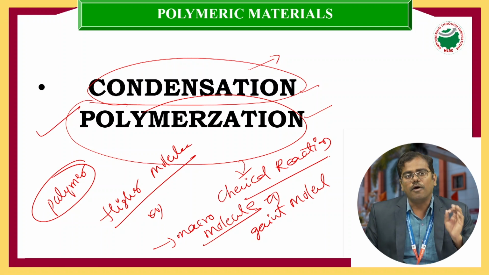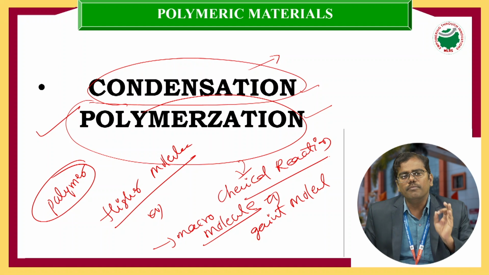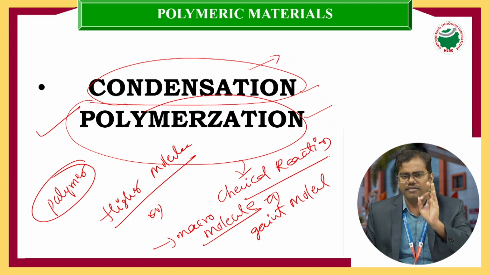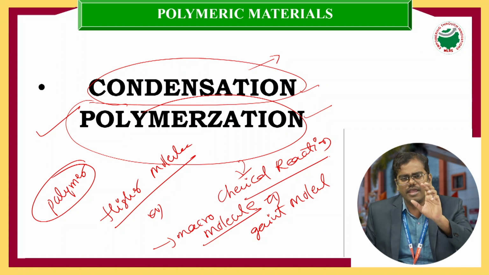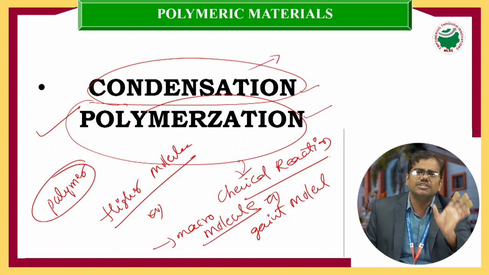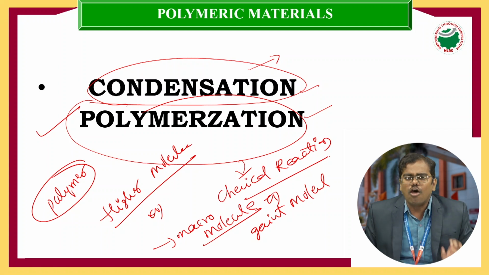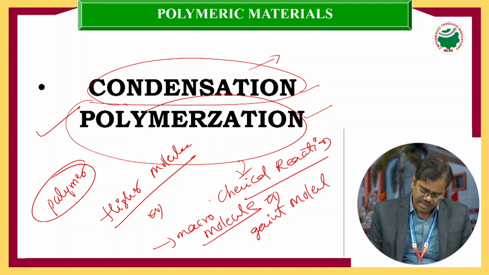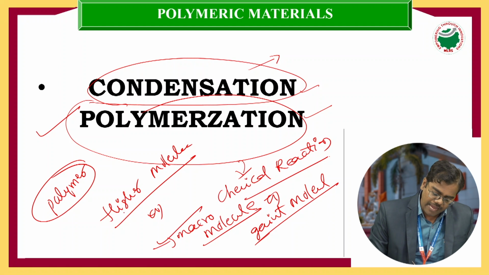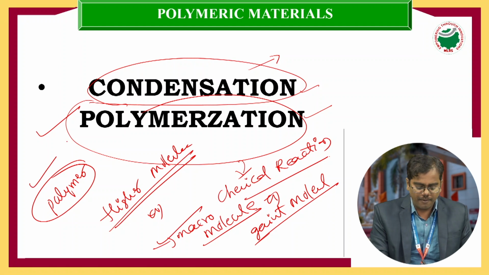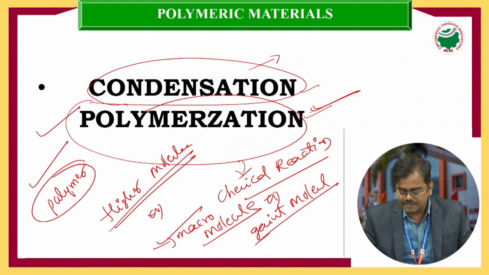So finally, polymerization can be defined as a chemical reaction in which the monomers are the same or different. During the process of forming a polymer, the elimination of smaller molecules takes place, or it takes place without the elimination of smaller molecules. And finally, it leads to the formation of a macromolecule or a giant molecule, or a higher molecular weight compound, which is said to be a polymer, and this phenomenon is called polymerization.